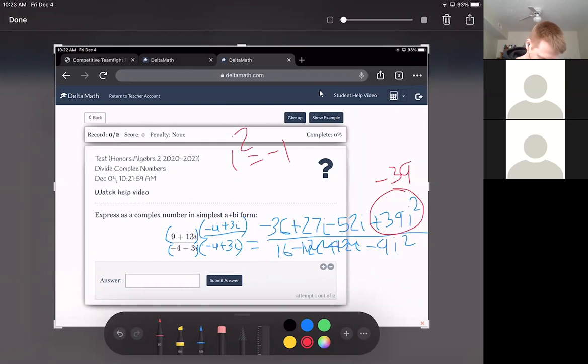That would be -75. Okay, and then combine your i's, 27 minus 52 would be minus 25i.